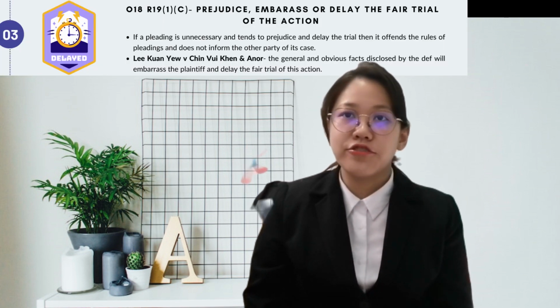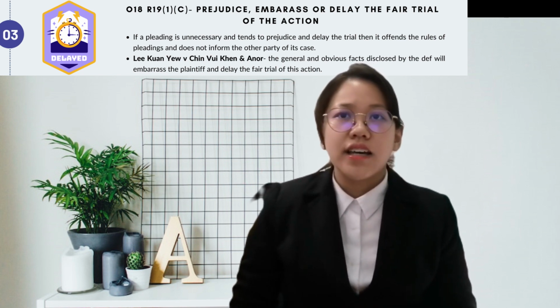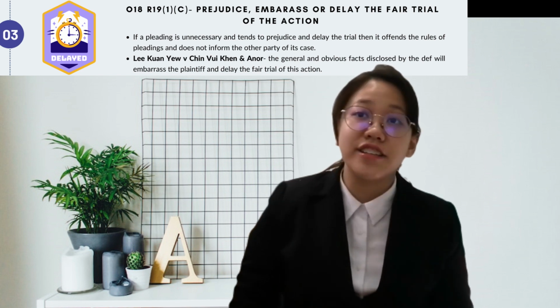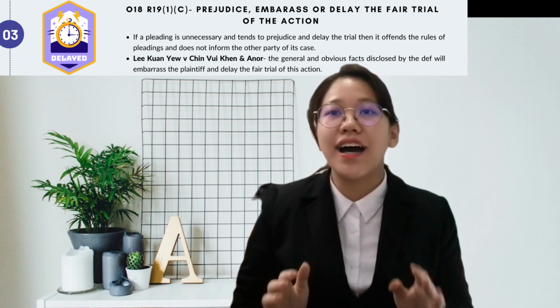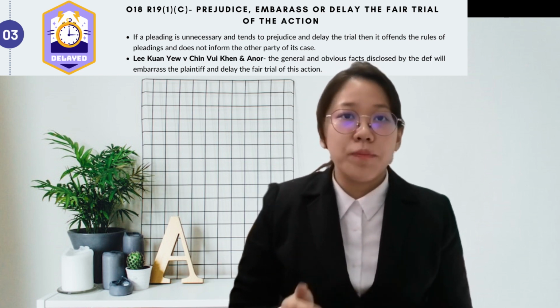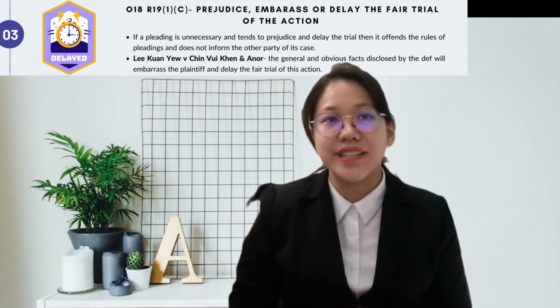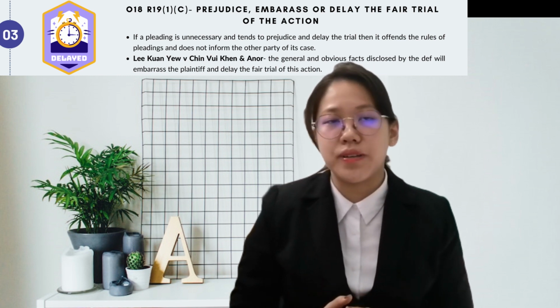The third one is to prejudice, embarrass or delay the fair trial of the action under Order 18 Rule 19(1)(c). If a pleading is unnecessary and tends to prejudice and delay the trial, then it offends the rules of pleadings and does not inform the other party of its case. For instance, this may happen where the defendant does not state clearly how much of the plaintiff's claim is denied, or the defendant raises issues that are not relevant to the plaintiff's claim.